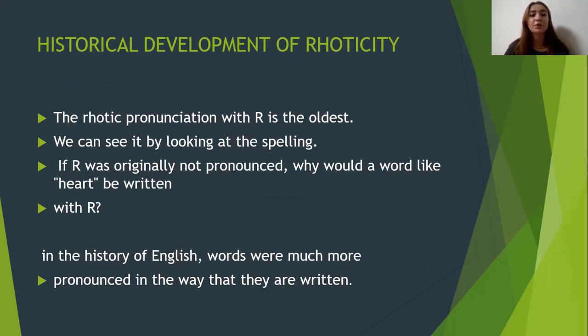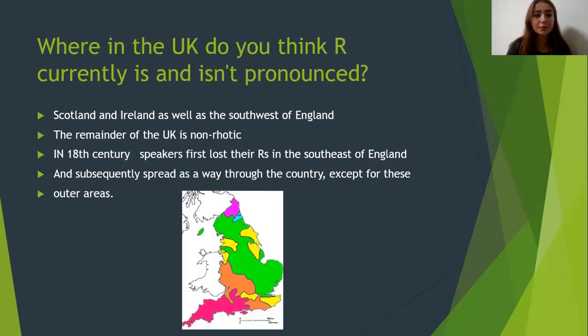And let's talk about the historical development of rhoticity. The rhotic pronunciation with R is the oldest. We can see it by looking at spelling. If R was originally not pronounced, why would a word like heart be written with R? In the history of English, words were much more pronounced in the way that they are written.